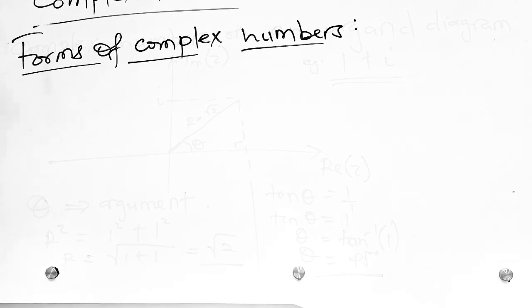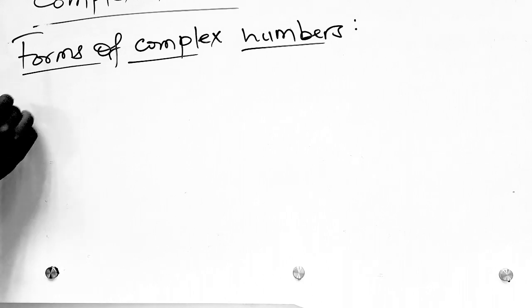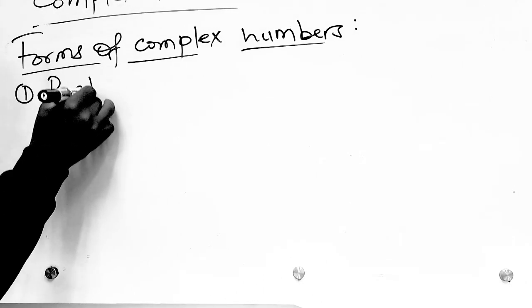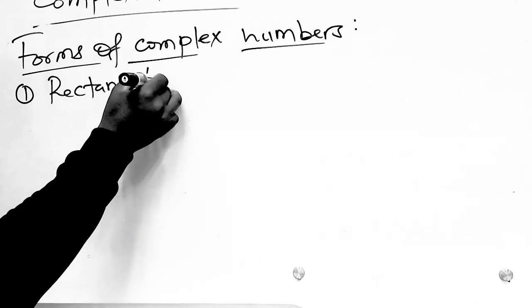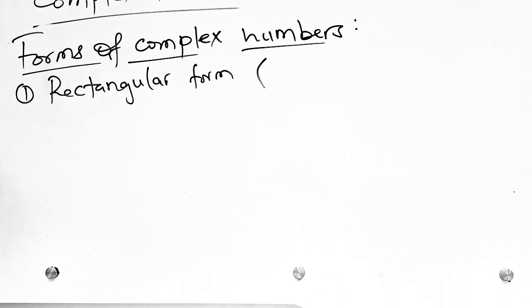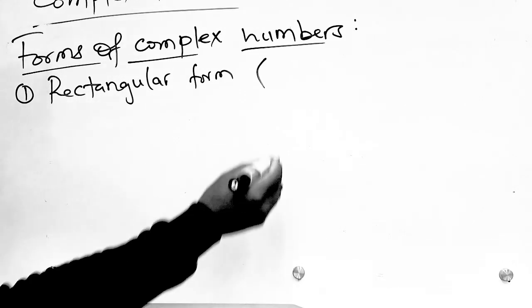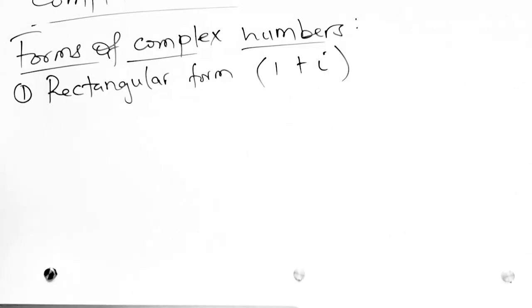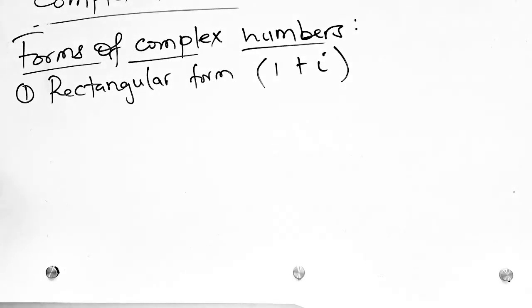Now let's see the forms of complex numbers. We're going to use the example from the previous part, where we were representing a complex number on an Argand diagram. Complex numbers can be represented in three different forms. Number 1 is called rectangular form. This is similar to what we did in the previous section, which was 1 plus i. That's what we call rectangular form.